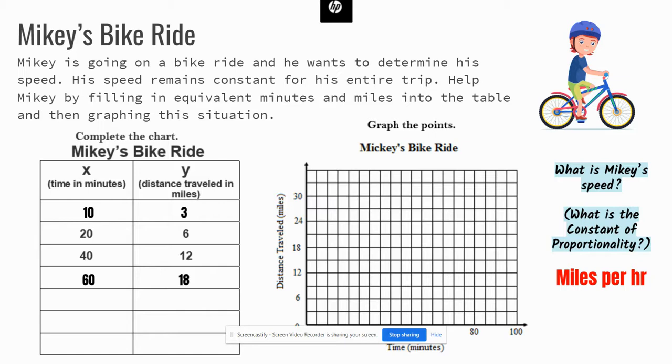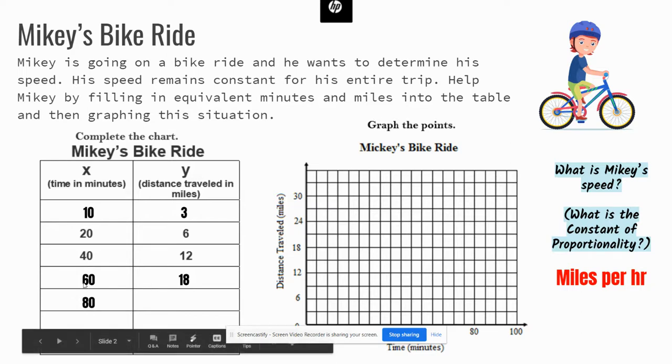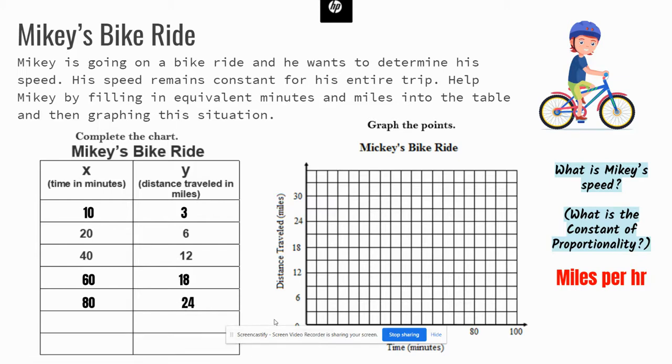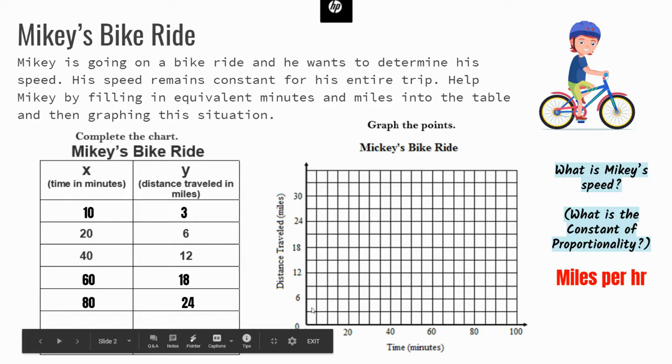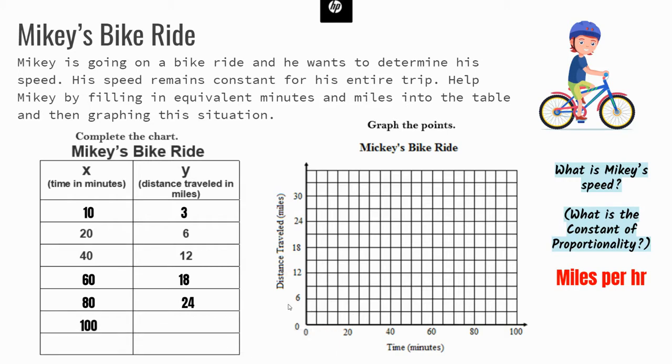I continue this pattern. 80 minutes. Well, I know that 80 is just 40 doubled. So 12 doubled is 24. And I'd keep going. 100 minutes. Well, I know to go from 10 minutes to 100 minutes, I multiply by 10. So to go from 3 miles down below, I also need to multiply by 10. So I would be at 30.